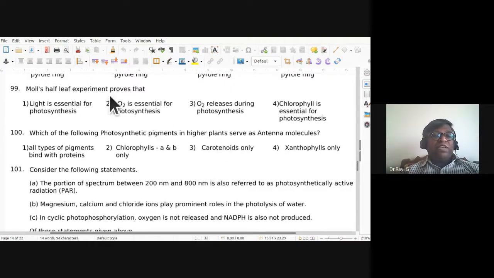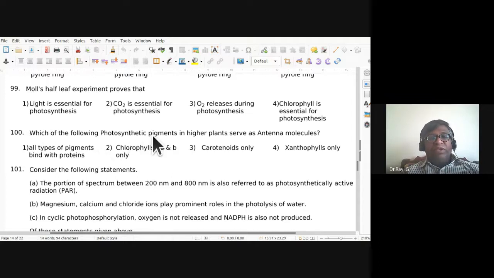So Moll's half-leaf experiment proves that light is essential for photosynthesis, carbon dioxide is essential for photosynthesis, oxygen is released during photosynthesis, chlorophyll is essential for photosynthesis. Second option, carbon dioxide is essential for photosynthesis. So in the half-leaf experiment, half of the leaf is within the reagent bottle having KOH, which absorbs carbon dioxide. The remaining half of the leaf is exposed to the atmosphere, and it undergoes photosynthesis. So Moll's half-leaf experiment proves that carbon dioxide is essential for photosynthesis. So question 99, second is the right answer.